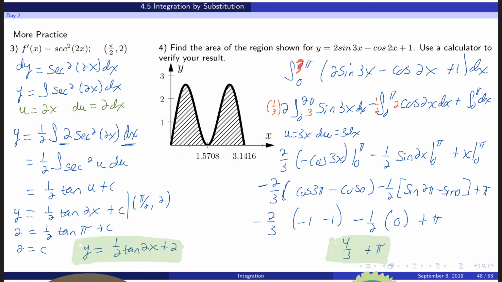Okay, substitutions are just something that you need to practice a lot. Keep doing the homework and you'll get very quick and very good at substitutions.